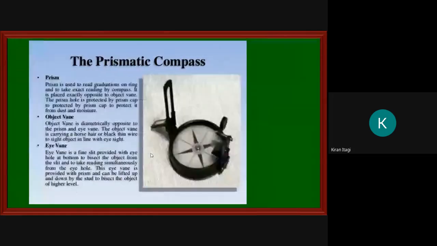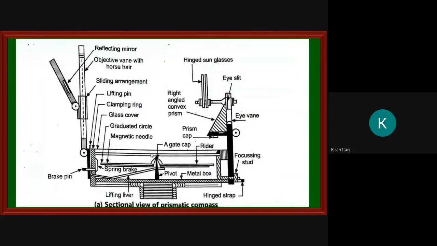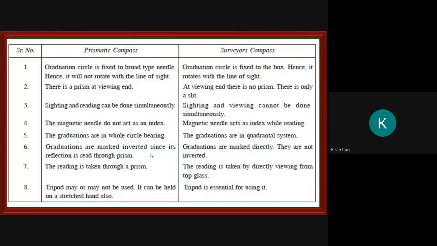So the important thing is that we will see the difference between the prismatic compass and the surveyor compass. The graduation scale is fixed to the board, fixed to board type needle. Hence, it will not rotate with the line of sight. But here it will rotate. The graduation scale is fixed to the box. Hence, it rotates with the line of sight. Just now I have shown it on the mobile.